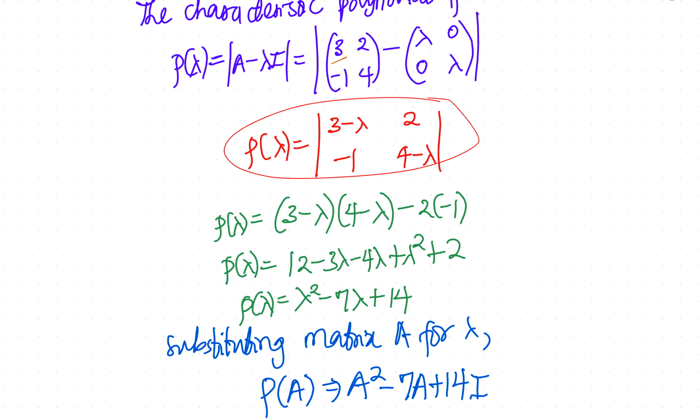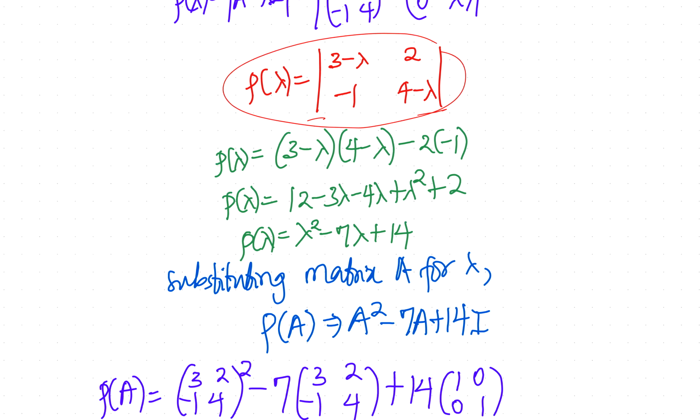Okay, so you have this, and of course, determinant means that you already know the procedures for looking for determinant. So this is a 2 by 2 matrix, and you have to get the determinant here, right? You have (3 minus lambda) into (4 minus lambda) minus 2 times minus 1. So that's what you have here. You have (3 minus lambda) multiplied by (4 minus lambda) minus 2 times minus 1.